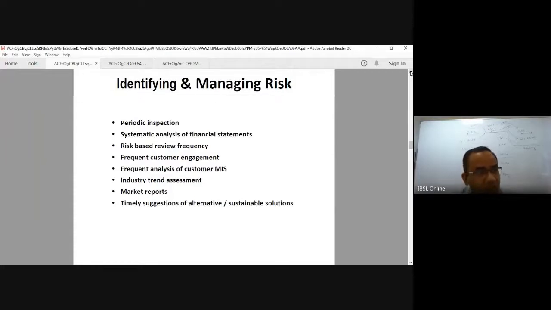Risk-based review frequently. All the risks you look at, a risk-based review of the customer done frequently is important. Even the integrated risk management department of your bank will carry out, on a selected basis, credit reviews. The risk department is expected to do credit reviews of the credit portfolio in the bank frequently. So at least once a year, they will try to carry out a credit review, right?